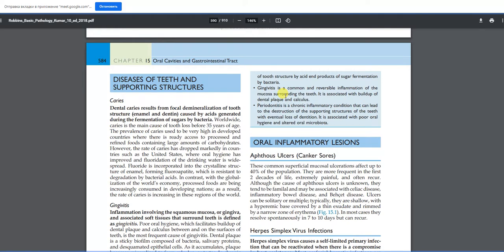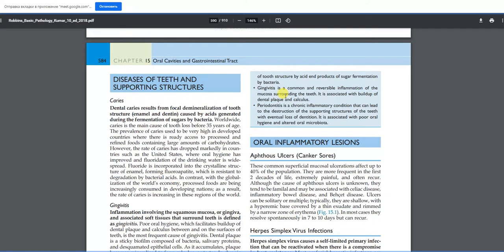So a lesion starts as a very small lesion, then it increases, and bacteria settle there. When the enamel is ruptured down to the dentin, you feel pain when food, or maybe something cold, comes to the place of caries, and you feel a very huge pain.